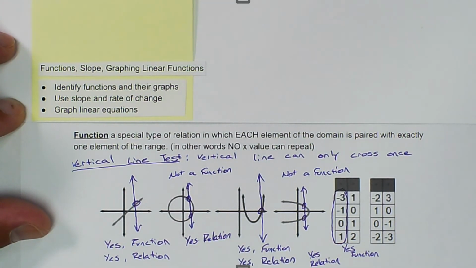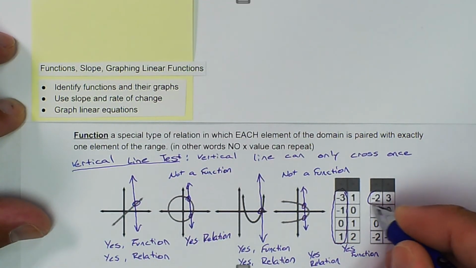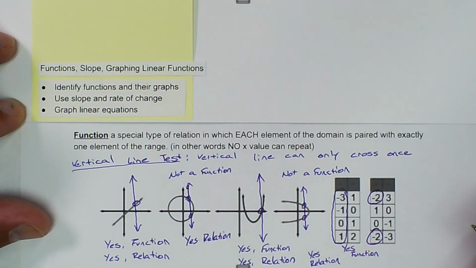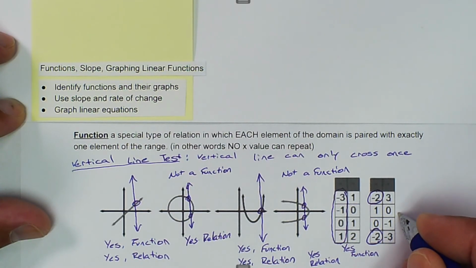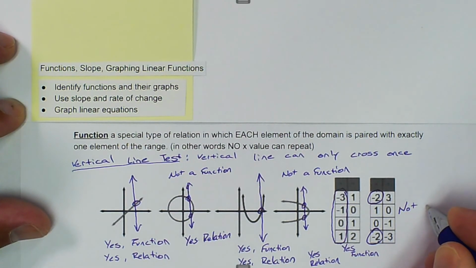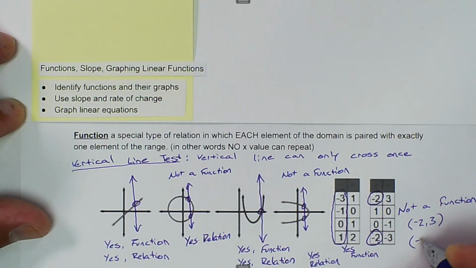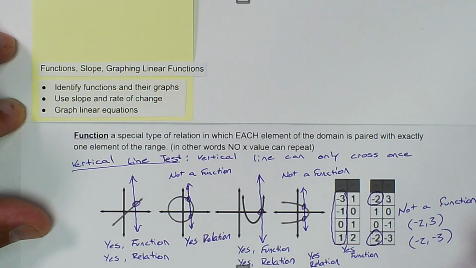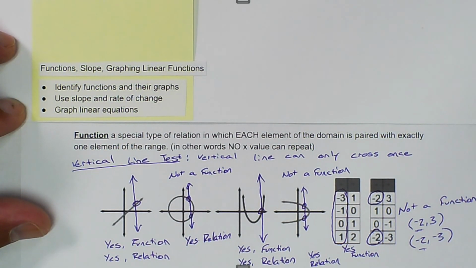Okay, and we can check this last example here. We look at the x values, and we see that we have -2 and -2. One is paired with 3, and one is paired with -3. So this is not a function. It's not a function because we have the ordered pair (-2, 3) and the ordered pair (-2, -3). So we have two inputs that are the same that have different outputs. So this is not a function.